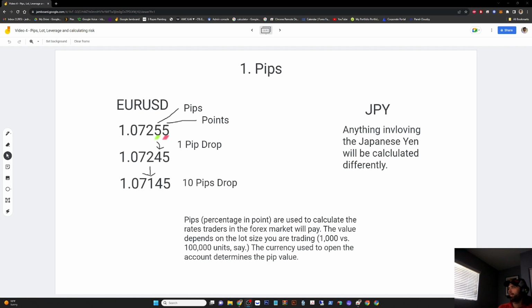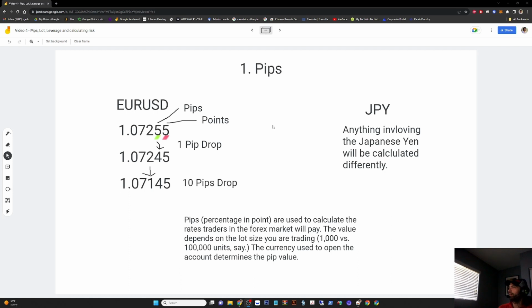Pips stands for percentage in point. They are used to calculate the rates traders in the Forex market will pay. The value depends on the lot size you are trading. The currency used to open the account determines the pip value.